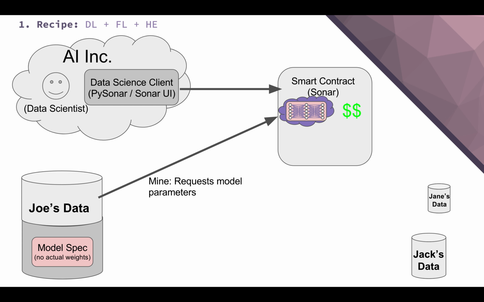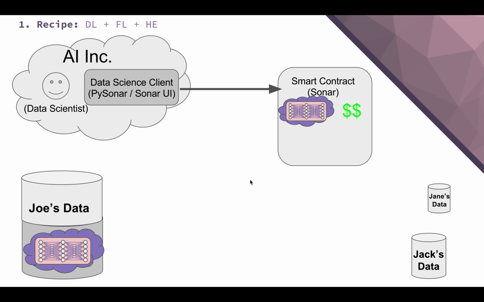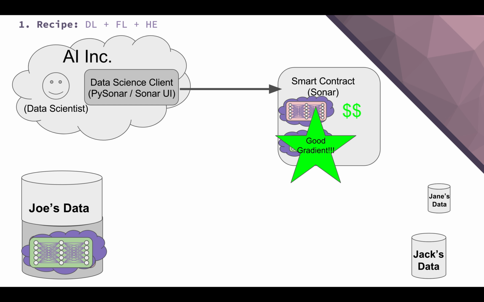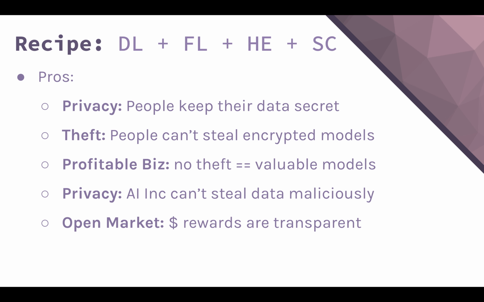Request the model parameters now. The model is now sent down, again homomorphically encrypted. Joe receives this model and trains the model. The trained model is pushed back up to the smart contract on the blockchain. The gradients are verified as good. Now Joe is rewarded with a little bit of cryptocurrency for his work. What a beautiful model that we have now in place.